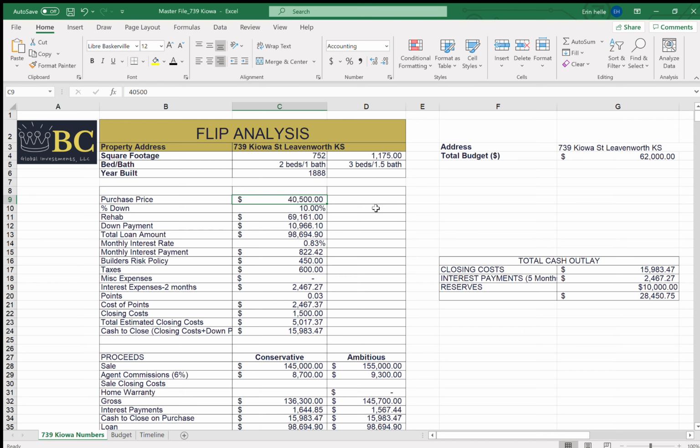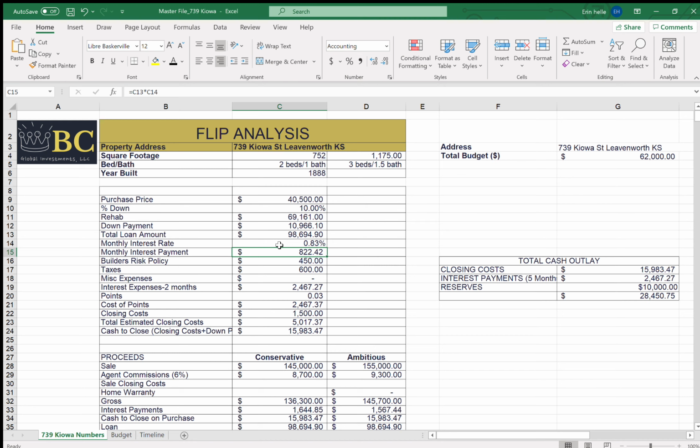So like I said, purchased $40,500. We ended up putting 10% down. Our initial rehab budget over here on column G, row 4, was $62,000. We blew that budget by quite a bit, and I'll kind of walk you through that now. So we ended up putting $69,161 into the rehab, which made our total loan amount, once we considered purchase price and renovation minus the down payment, $98,694. Our monthly interest rate turned out to be 0.83% per month, which was around $822 per month.